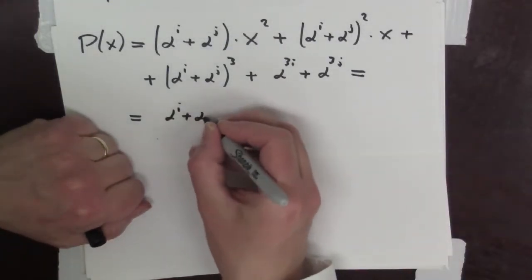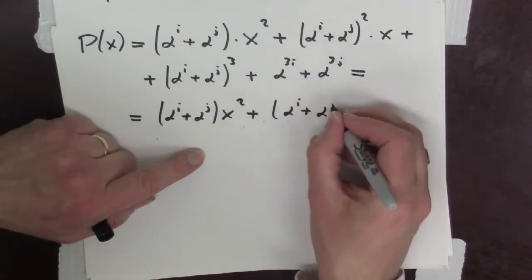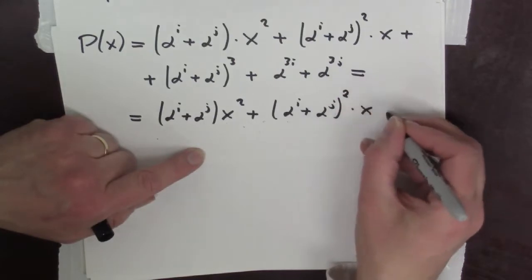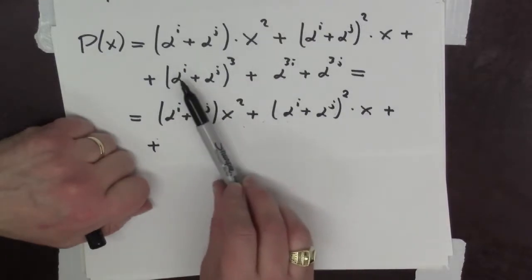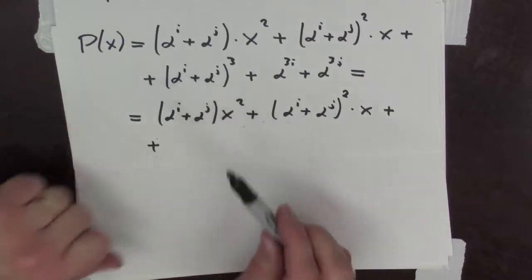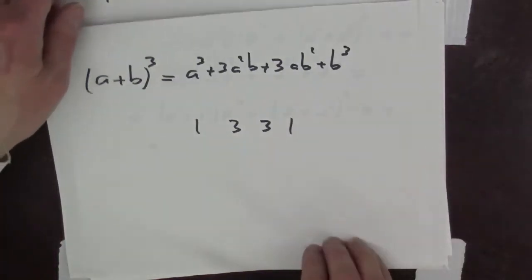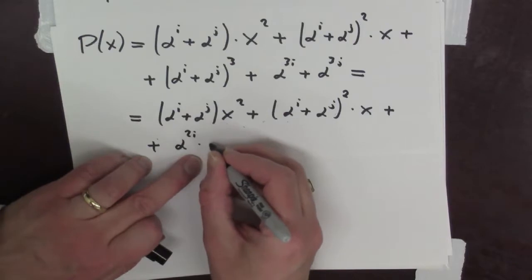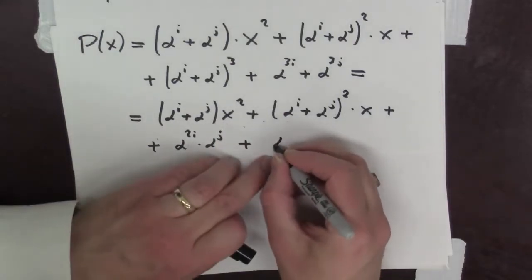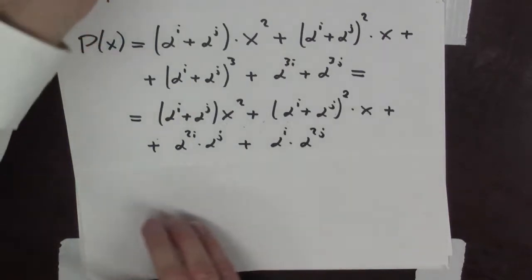First term is alpha to the i plus alpha to the j times x squared. The next term is alpha to the i plus alpha to the j, squared, times x. And now I told you that the first term in this expansion and the last term are cancelled, and then I get the mix. Remember now, Pascal's triangle, it was 1, 3, 3, 1. Well, none were these terms, 3, 3. But 3 modulus 2 is 1, so I don't have to write out these 3's anymore. So I'm going to get here alpha to the 2i times alpha to the j plus alpha to the i times alpha to the 2j. Okay, so this is my P of x.